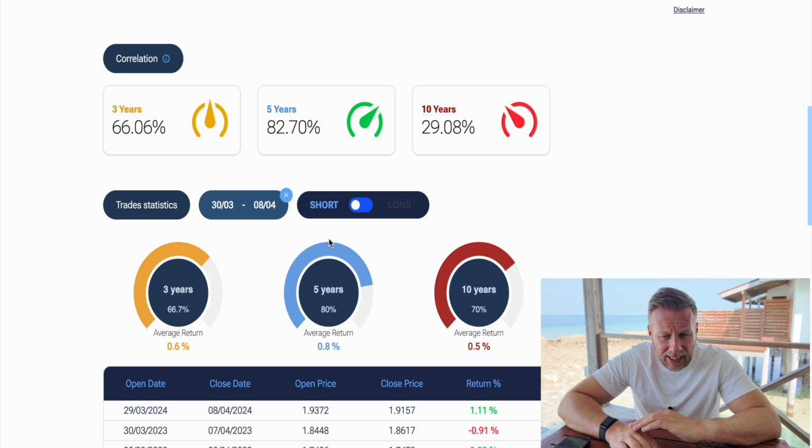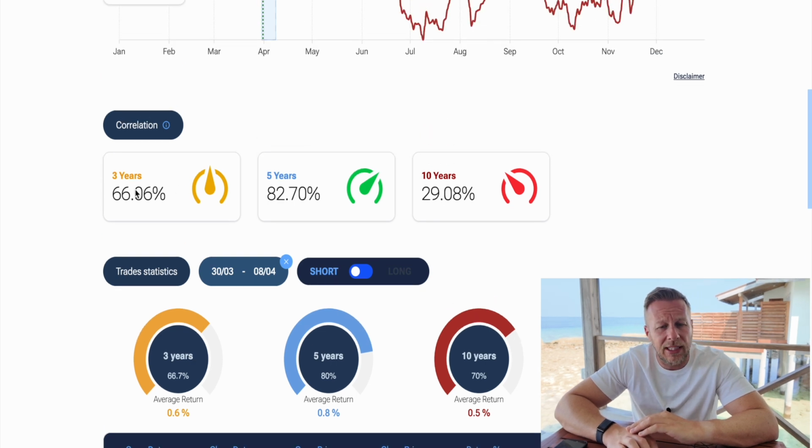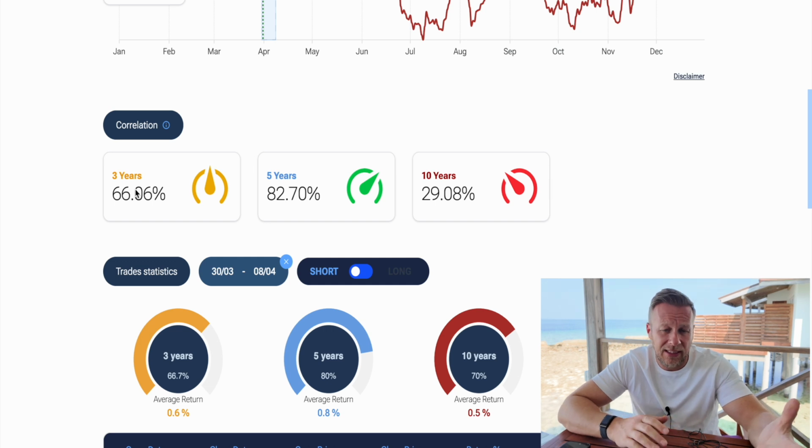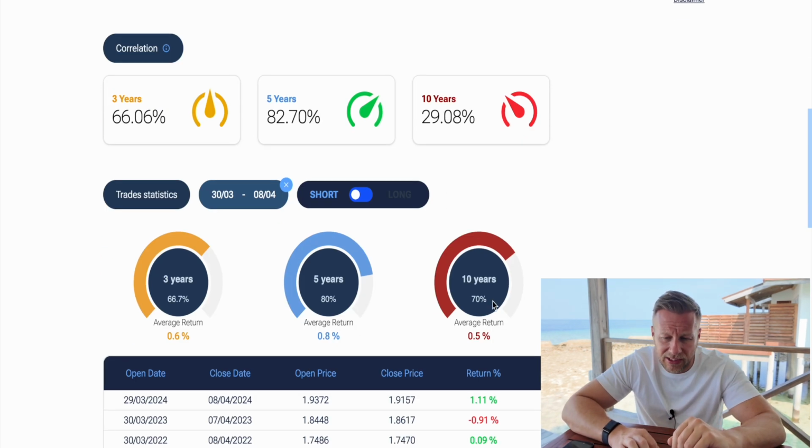And you can see that the correlation over the last 3 years, which means how price is moving right now compared to that seasonality, is high. Not so high on the 10-year, but we've got that 70-year on the trade statistics here as well.